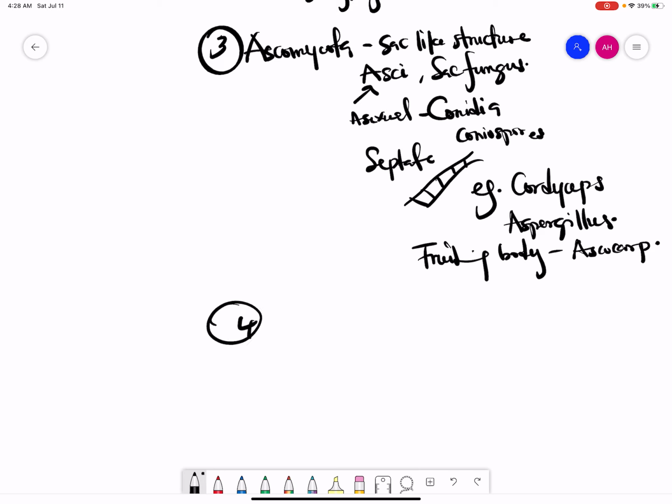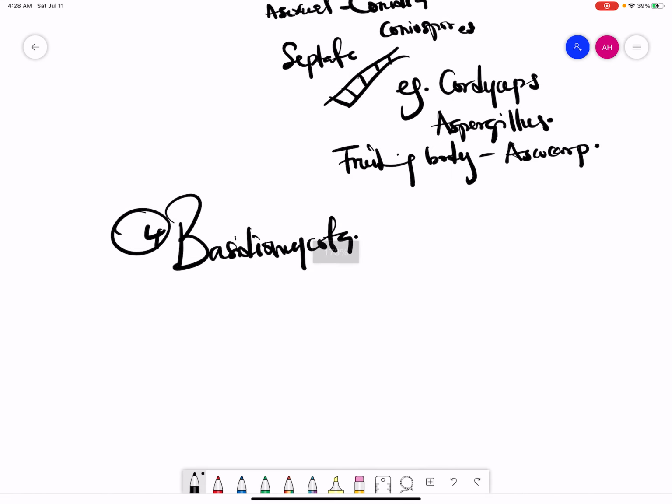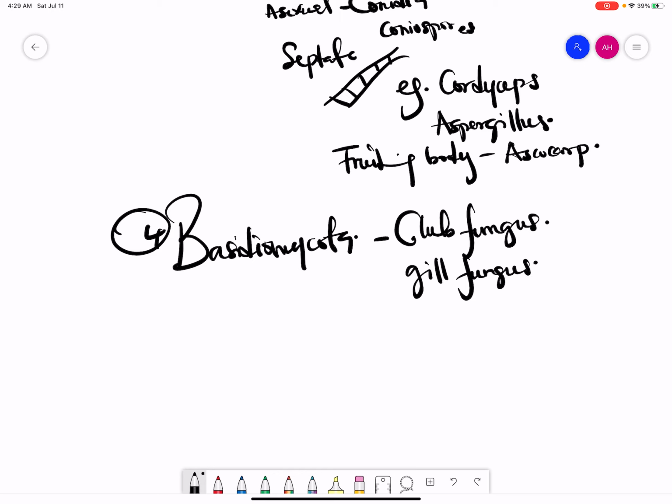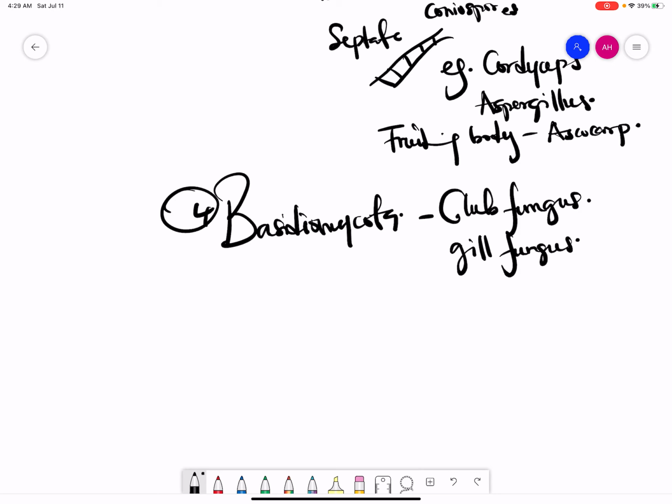Number 4, we have the Basidiomycota. These may be the most easily recognized. We're going to call these the club fungus. Some people call it gill fungus based on the shape underneath the mushroom fruiting body that looks like gills. These undergo alternation of generations, like plants do.